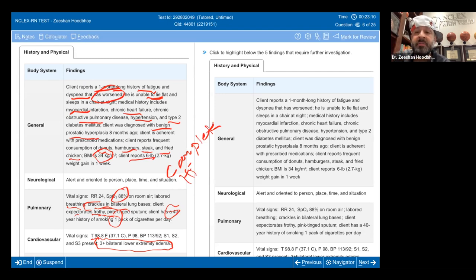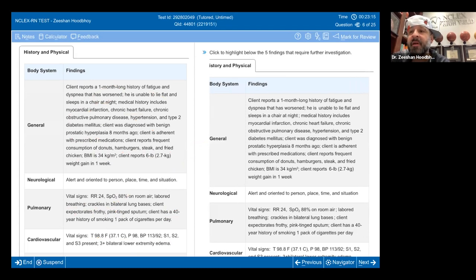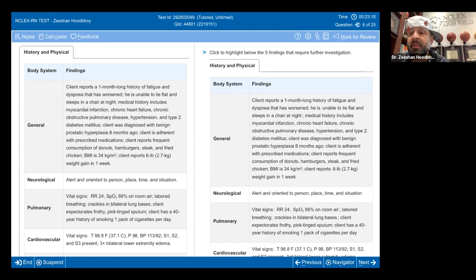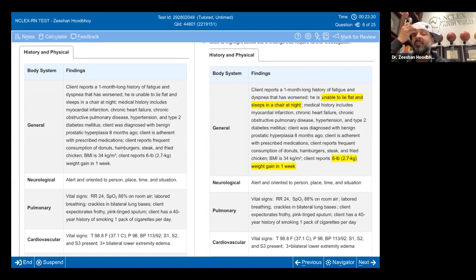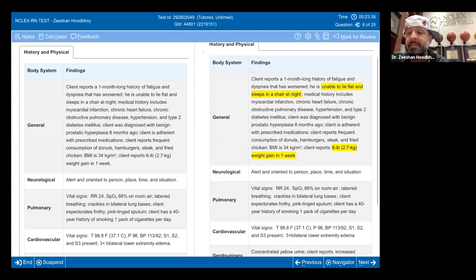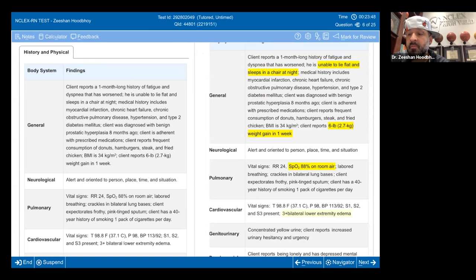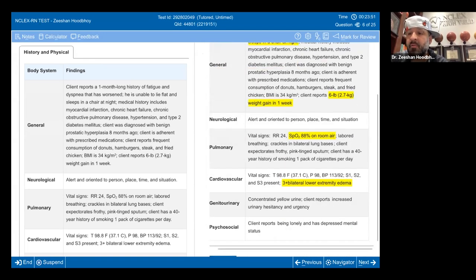So now comes the highlighting, okay? It says find five findings that require further investigation, okay? Okay, so now, unable to lie flat and sleeps in a chair at night, okay? That's a finding that we should investigate. 6 pound weight gain. How about the oxygen level, right? And then 3 plus bilateral edema, crackles in the lungs.